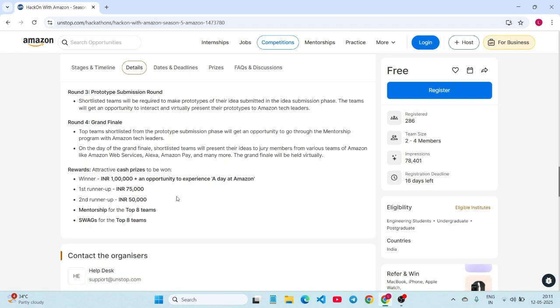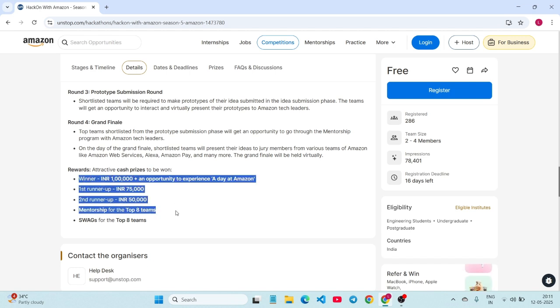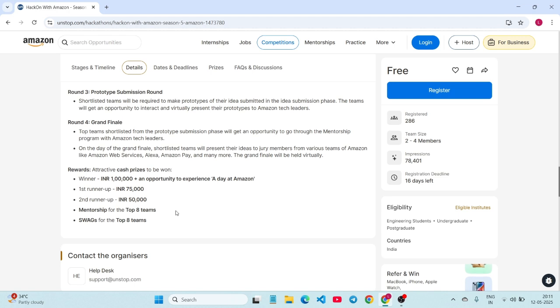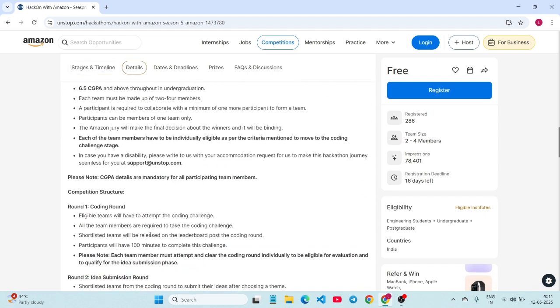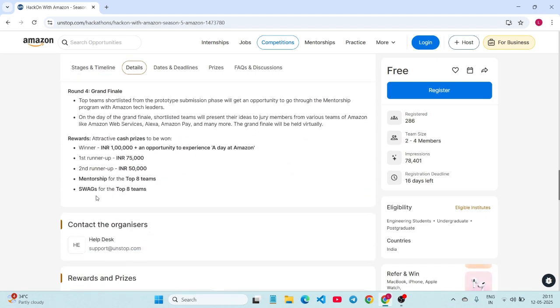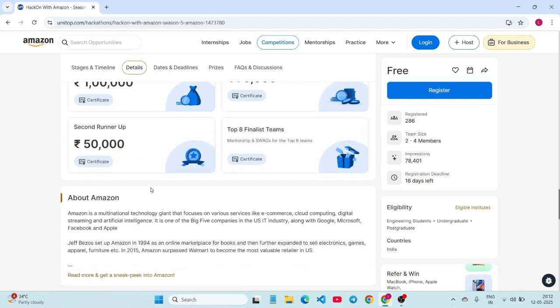And coming to the rewards, the first winner will be getting 1 lakh and also getting an opportunity to experience a day at Amazon. The first runner-up will be getting 75,000, and the second runner-up will be getting 50,000. And the mentorship will be given for the top 8 teams, as they mentioned here, and then swags for the top 8 teams. So these are the rewards.